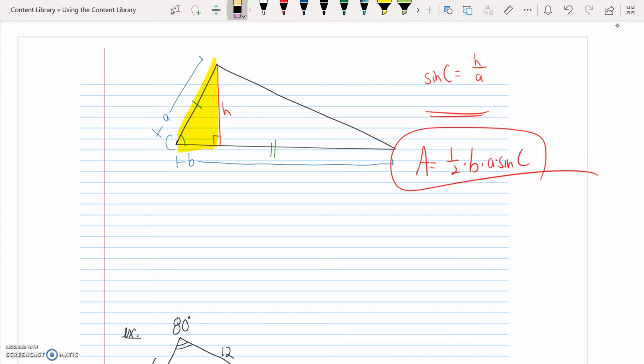So forget all that other stuff and find the area of the triangle. All we need to know is that the area of the triangle is 1/2 times little b times little a times the sine of angle C.